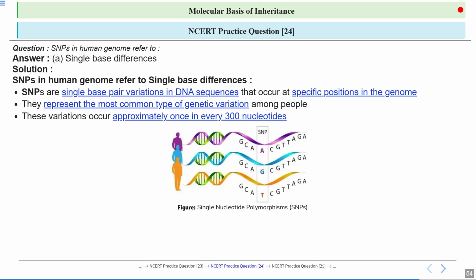So here you can see this is an image showing you single nucleotide polymorphism. It is causing a change in the single base pair, or you can say single base. So these are three individuals. You can see rest of the sequence is same except at this fourth position. So this is an SNP. In one individual you have A, another you have G, in third individual you have T. So these are polymorphisms, these are variations, but at only single point, at only single position. Only one base difference is there between different individuals.